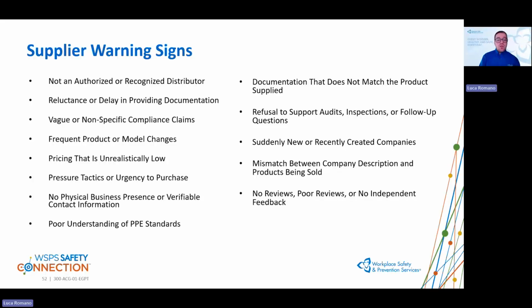There could also be frequent product or model changes. So let's say you're procuring this material and every month or so that you're buying replacements for it, there's a new model or the packaging keeps changing, or there's other types of excuses that are being made. That could be a red flag. The pricing is unrealistically low. So they're advertising you can buy 500,000 units for 1 cent. If it's too good to be true, chances are it is.